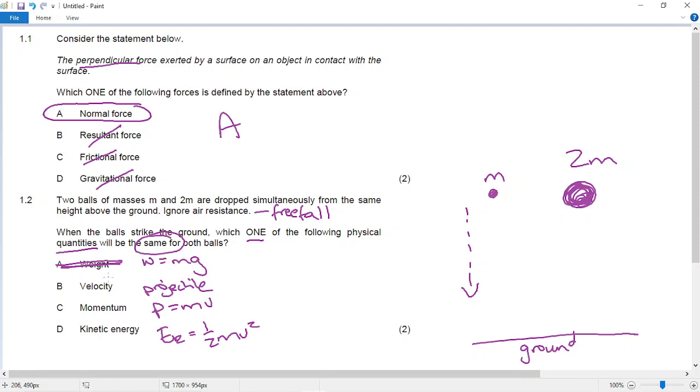The answer is actually B, the velocity, because if you think about it, if we had Vf equals Vi plus a delta t, if we just use that equation of motion and my Vi is 0 because the balls were dropped, a is equivalent to g, which is equal to 9.8. The time is the same. So if you have a look here, the final velocity for both of them will be exactly the same. So the answer is B.